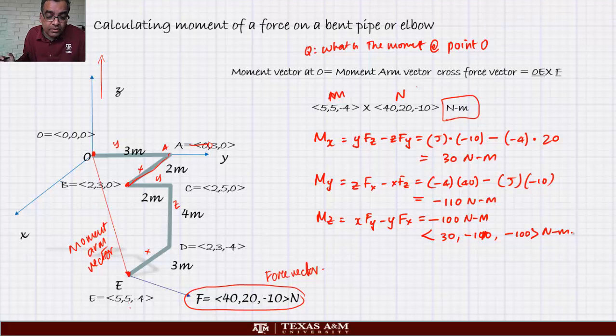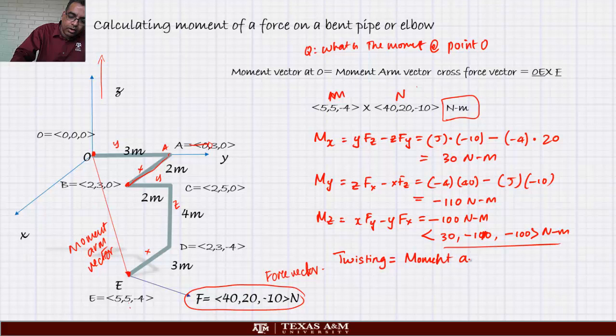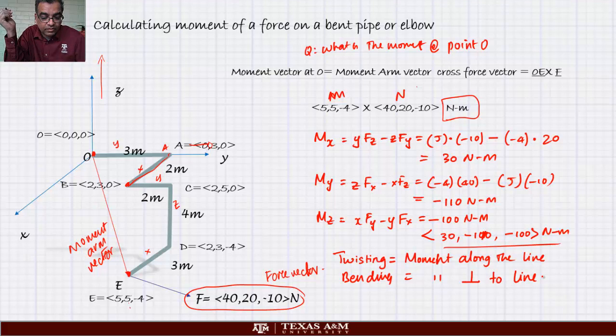Okay, now comes the key question. How much of this vector is twisting and how much of it is bending? Twisting equals moment along the line, bending equals moment perpendicular to the line. We did this exact same thing with forces, so we're going to do this.